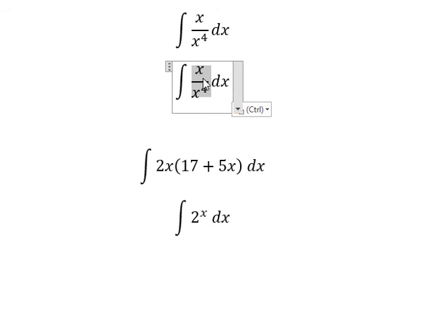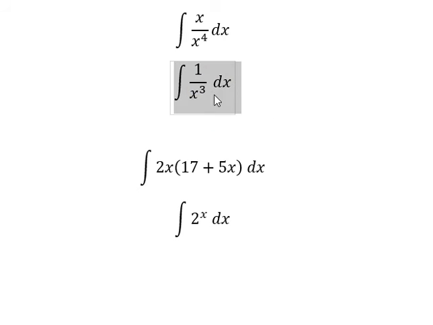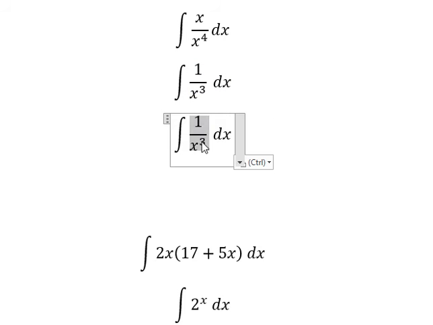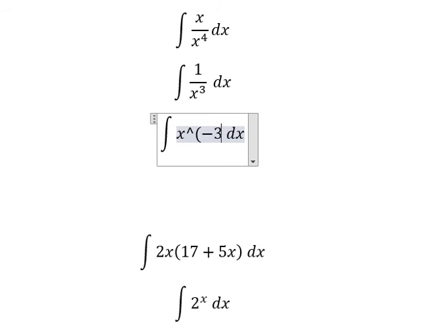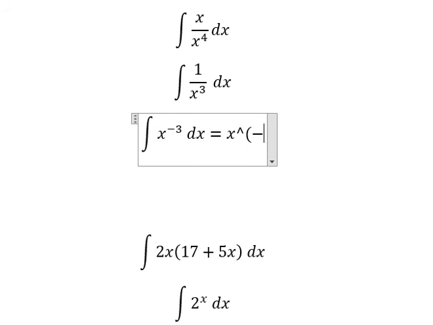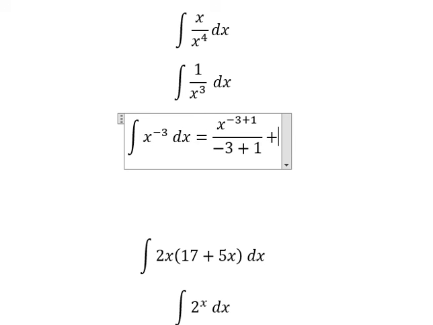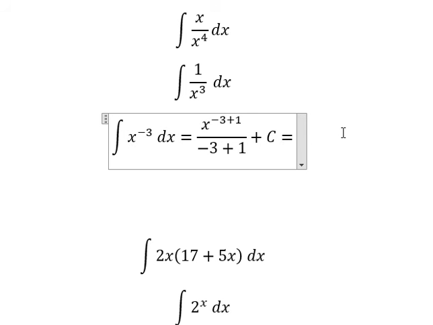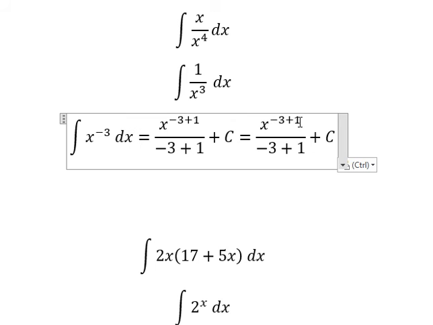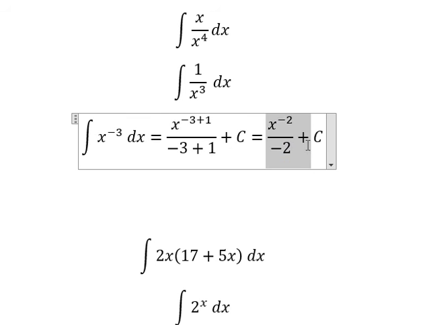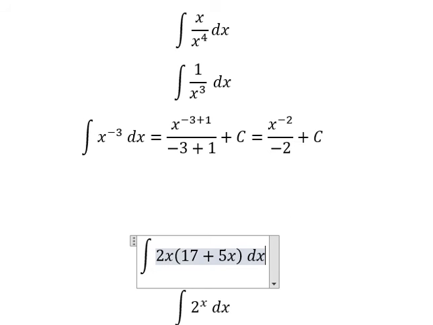About this one, we need to simplify by s. This one I can change into s to the power of negative 3. The integration of this one, we have s to the power of negative 3 plus 1 over negative 3 plus 1, and I will put plus c. About this one, we have negative 2, and this is the final answer.